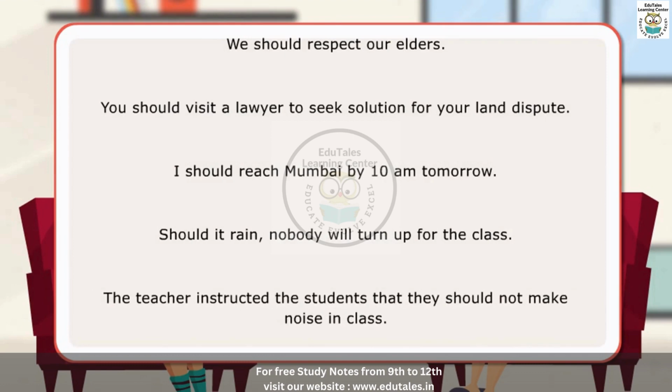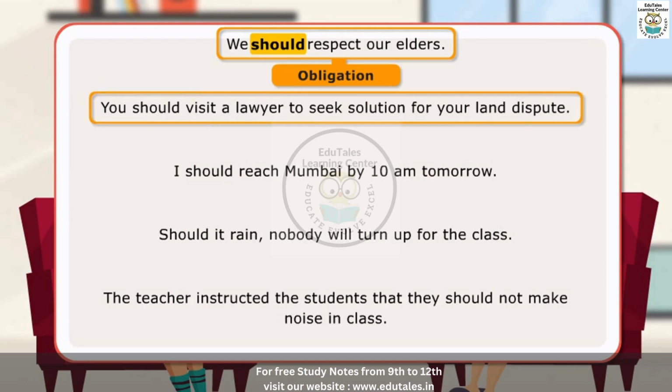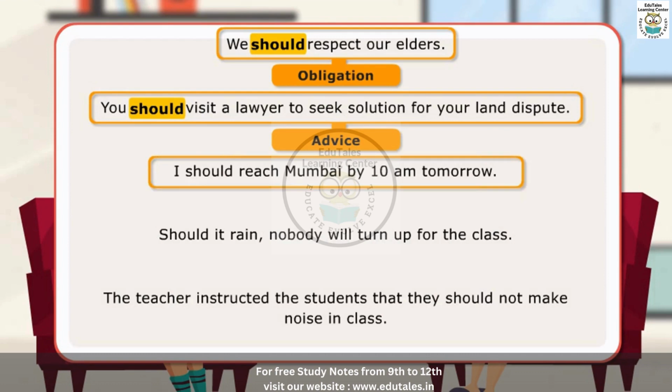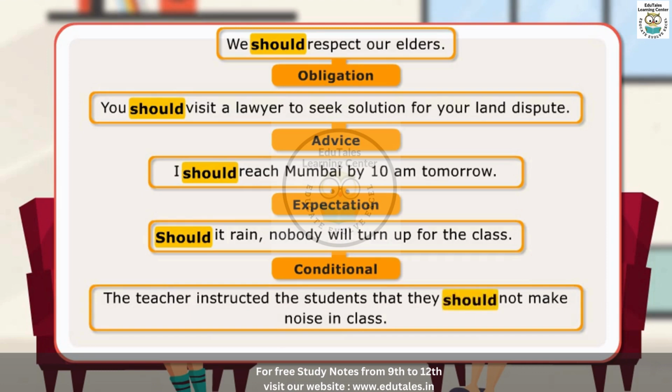The teacher instructed the students that they should not make noise in class. In the first sentence, should has been used for duty or obligation. In the next sentence, should has been used for advice. In the third sentence, should has been used for expectation. In the fourth sentence, should has been used as a conditional. In the last sentence, should has been used as the part of shall in indirect speech.